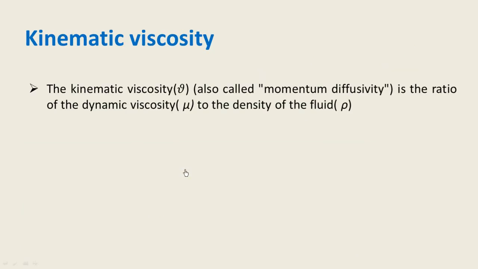Then coming to the kinematic viscosity, it is also called momentum diffusivity. This will be very helpful when you are talking about the mass transfer subject. Kinematic viscosity is nothing but the ratio of the dynamic viscosity to the density of the fluid. Mathematically, dynamic viscosity is mu, kinematic viscosity is nu, so nu equals mu by rho.